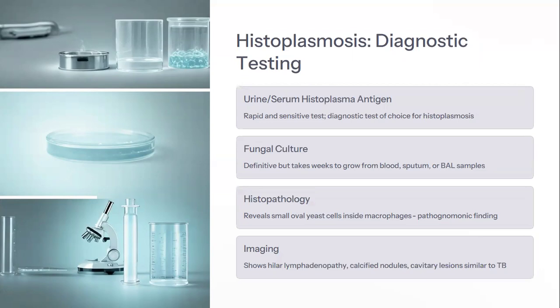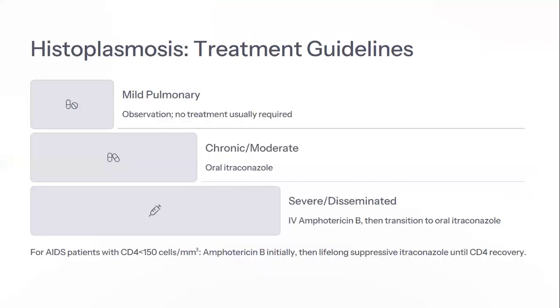On the exam day, if you get a case of histoplasmosis and the history tells you about the histoplasmosis, you reach a diagnosis of histoplasmosis, and in the end they ask what is the diagnostic test of choice, then the answer is urine or serum histoplasma antigen.